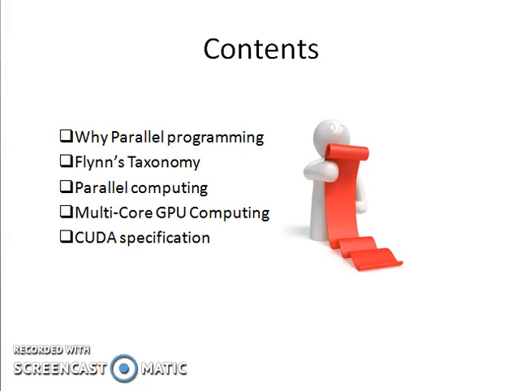Afternoon to all. Today I would like to discuss how the graphic processing unit is used for parallel programming. The contents which we will consider are why parallel programming is needed, what is Flynn's taxonomy, how parallel computing takes place, and the hardware platform of multi-core GPU computing as well as a programming help in the form of CUDA.